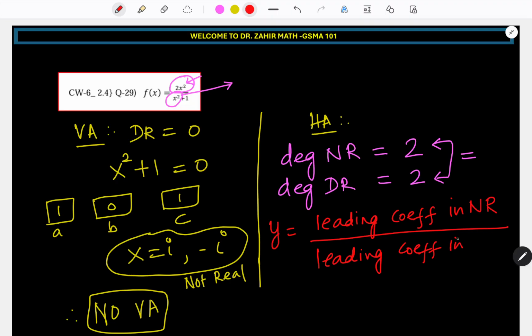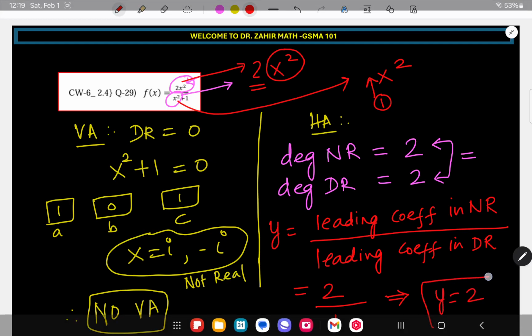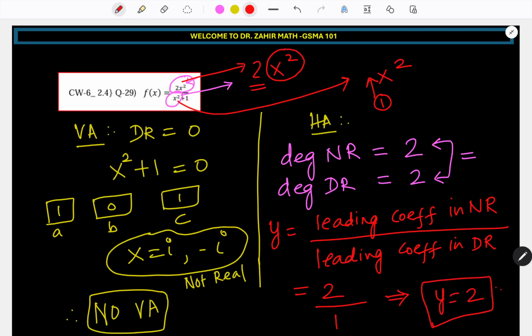Leading means leader. The leader means big man. So who is the leader here in the numerator? X square. So what is its coefficient? Which is 2. Look here, this is 2x square. This is the biggest leader. So what is the coefficient? 2 divided by leading coefficient in the denominator. Who is the leader here? X square, and what is its coefficient? It is 1. So 2 divided by 1. So it implies y is equal to 2, that is the horizontal asymptote.